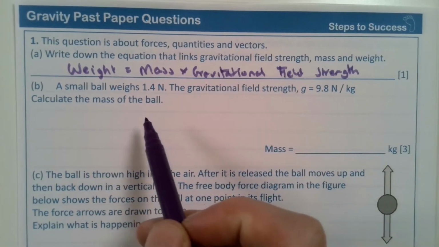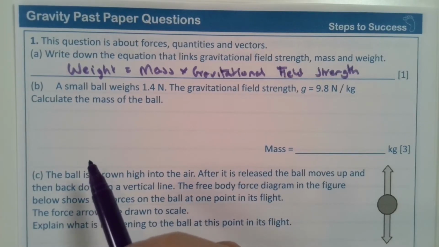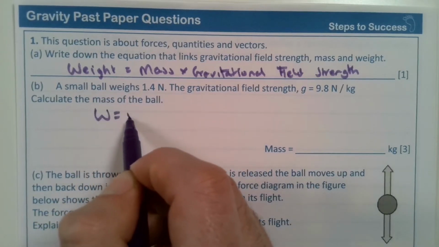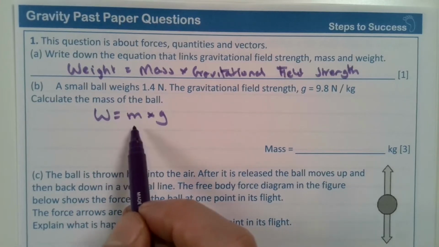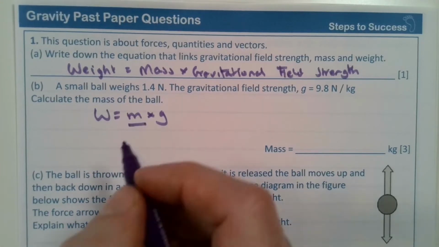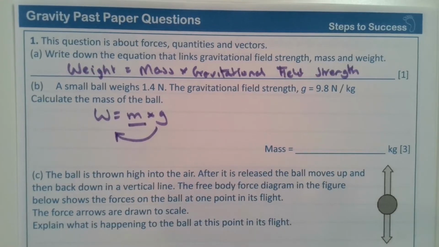Okay, a small ball weighs 1.4 newtons and the gravitational field strength equals 9.8 newtons per kilogram. Calculate the mass of the ball. So we're going to use the equation above, which is weight equals mass times gravitational field strength. But in this example, we need to know the mass. We therefore need to move the gravitational field strength to this side.